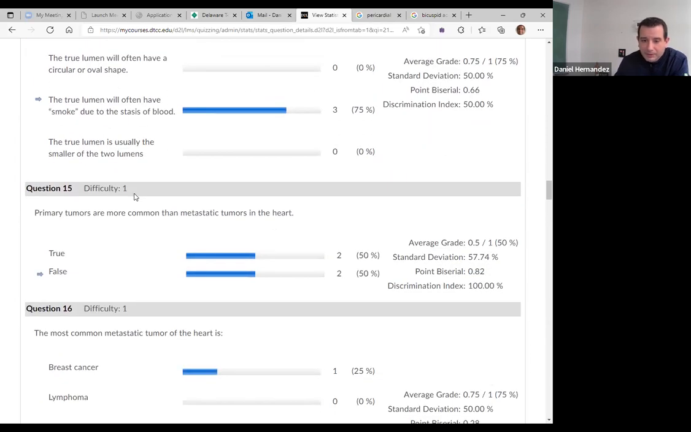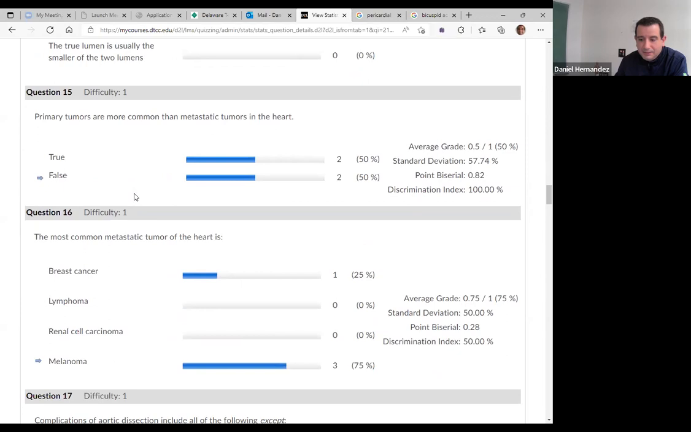Primary tumors are more common than metastatic tumors in the heart. So that's false. If we see a tumor in the heart, more often than not, it's going to be metastatic disease. And our most common metastatic tumor in the heart is going to be melanoma, skin cancer.